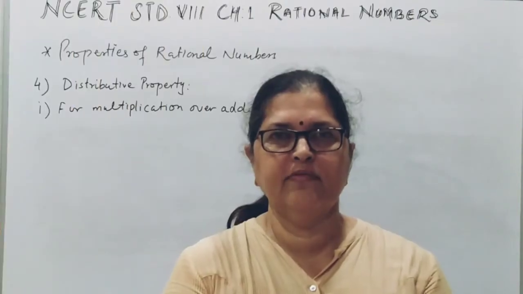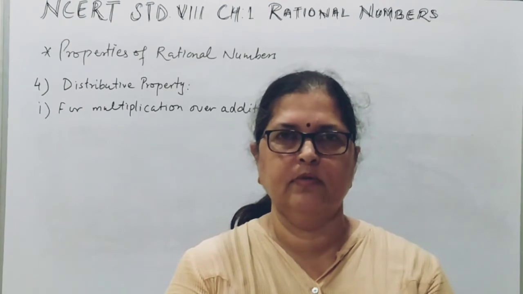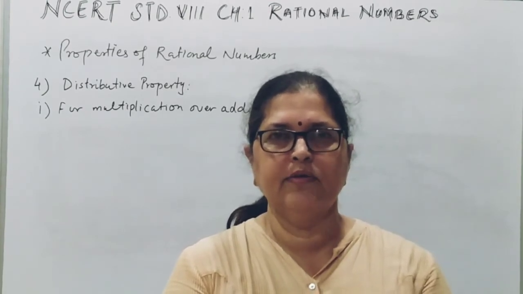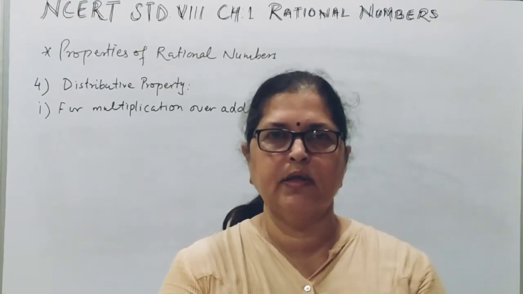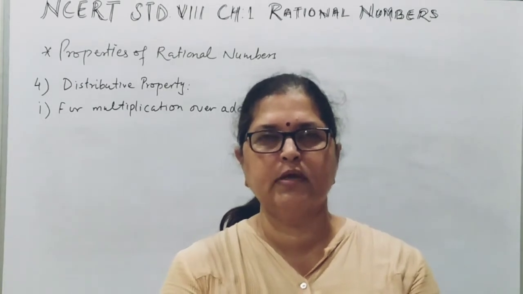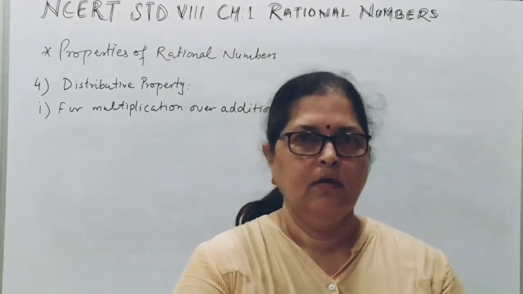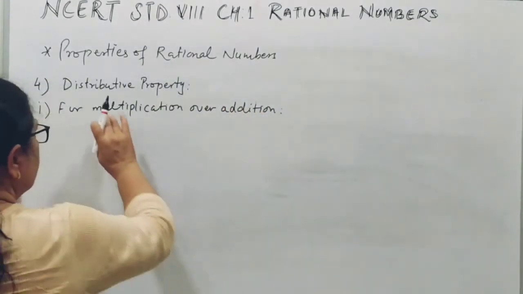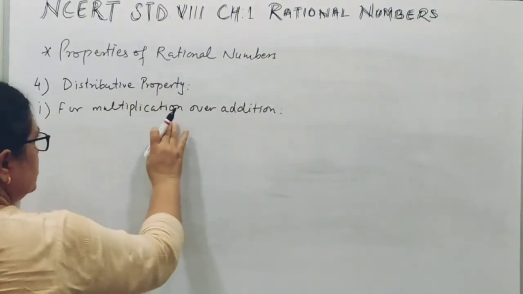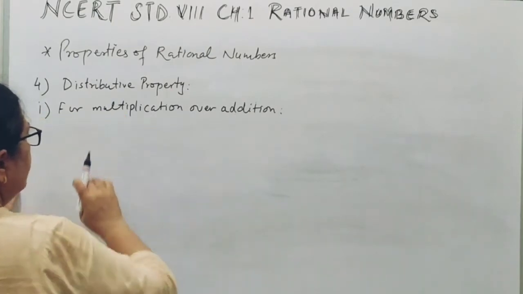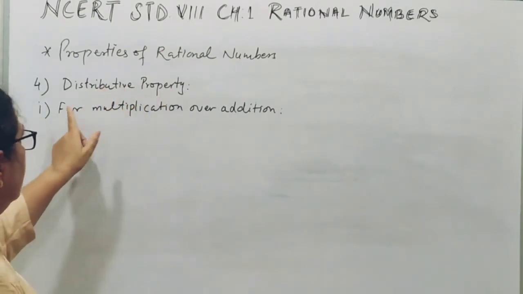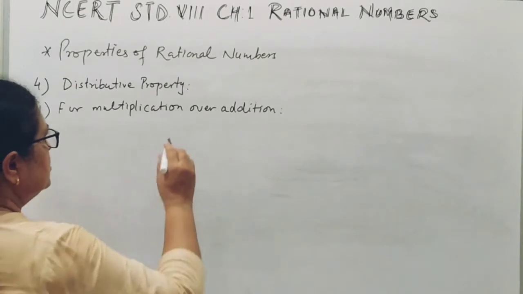Next, number 4, distributive property for rational numbers. This property is a little different from the remaining 3 properties because in this property 2 operations happen together at a time. First, we'll take the case of distributive property for multiplication over addition. What is the meaning of distributive property for multiplication over addition?